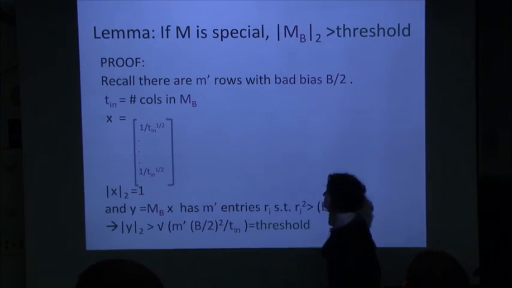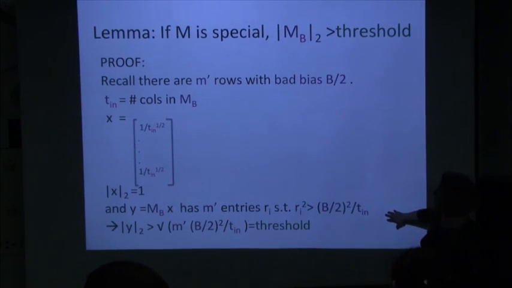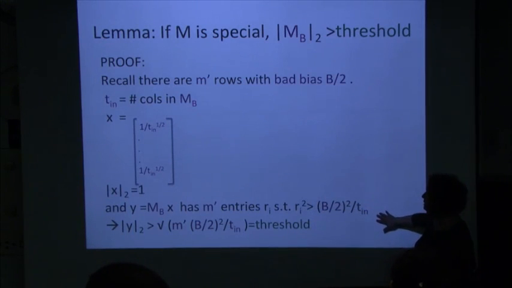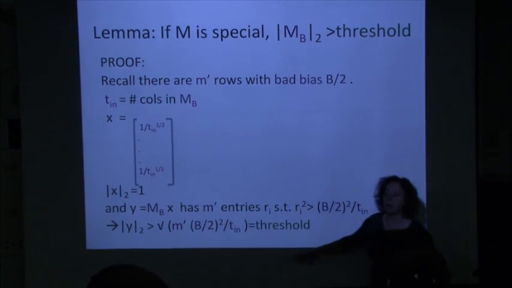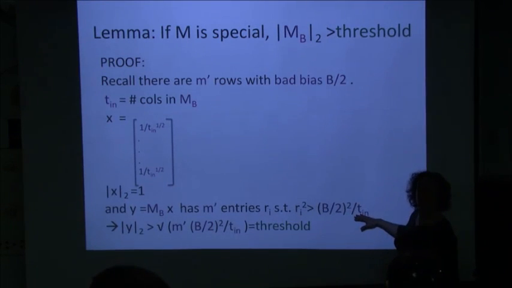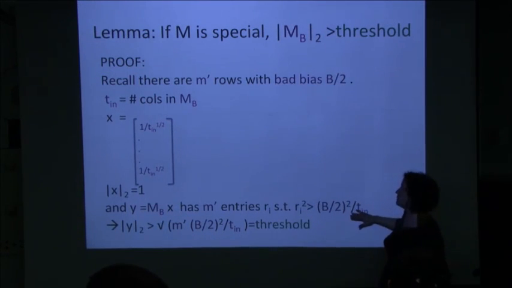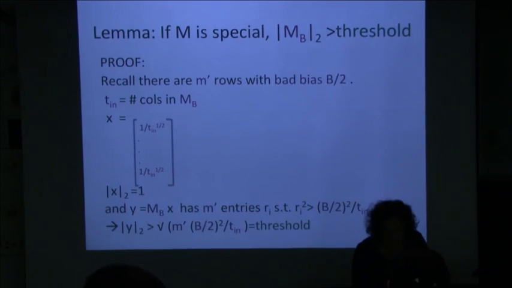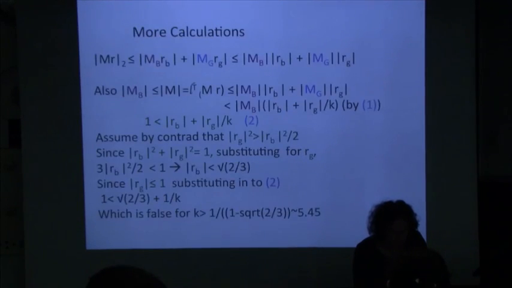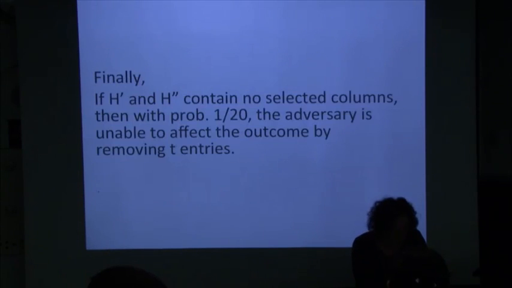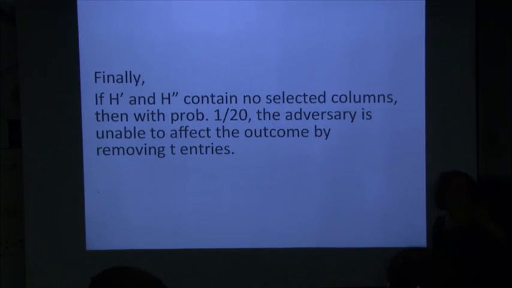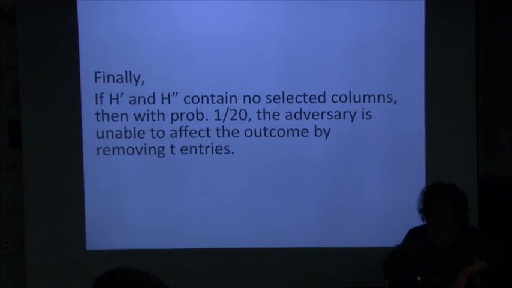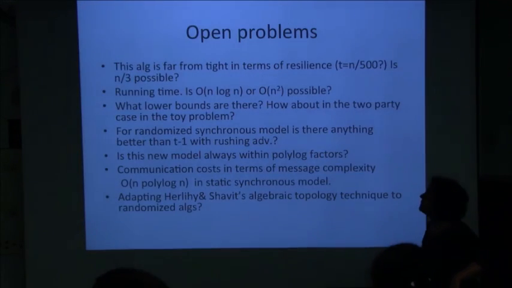We demonstrate this vector. When we multiply it times the bad part of the matrix, there are going to be m prime entries. The rows with bad bias are going to have to sum to a lot. That's their definition of being bad. When multiplied times that vector, they sum to this much. So we show that the norm of the bad matrix is high, and that gives the result. And there's just some computation. And then it can't take too long before you've eliminated the bad guys. And then at that point, you're flipping a random coin. You're in the consensus mode. And that should work. All right, just stop at open problems.